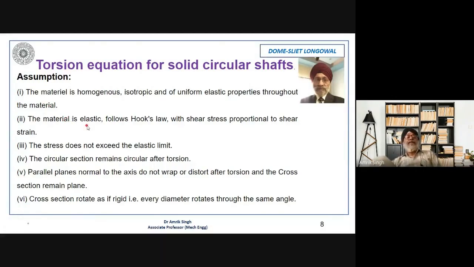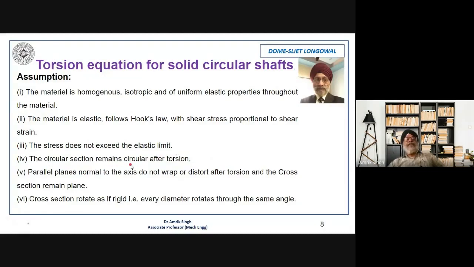Second, the material is elastic, and it follows Hooke's law, with the shear stress proportional to the shear strain. So in the case of Hooke's law, we take shear stress, tau, equal to G times the shear strain. In the case of uniaxial tension, we take the normal stress equal to E times the normal strain, or normal stress proportional to normal strain. The shear stress does not exceed the elastic limit for that particular material.